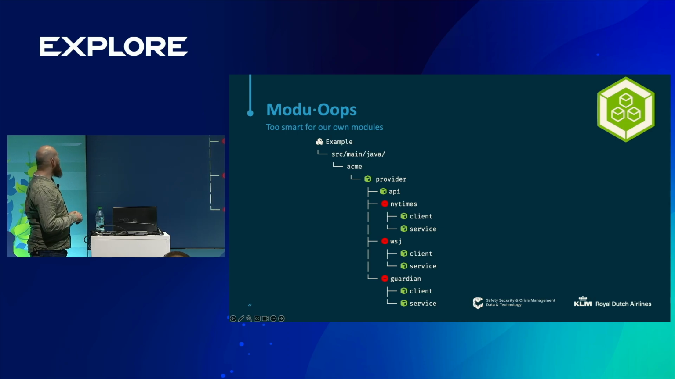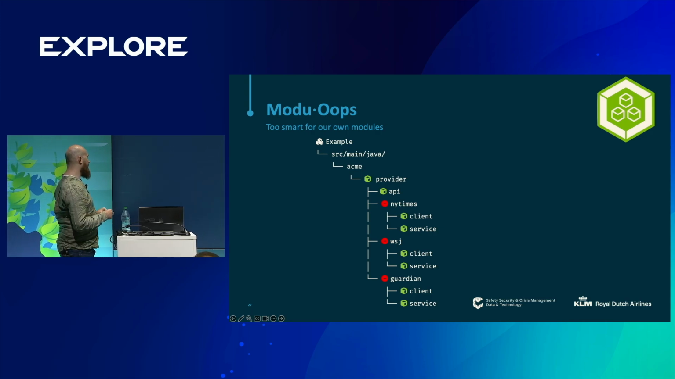So again, this is one of those moments where we really dived in without understanding Modulith. And I think that conceptually the idea here is great, because we had our providers and we really wanted to make sure that even within that provider, the client and service modules would only interact with each other via the APIs. I think conceptually that's a good idea. The problem is that Modulith doesn't support nested modules.